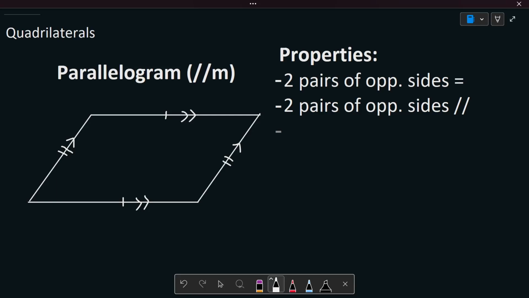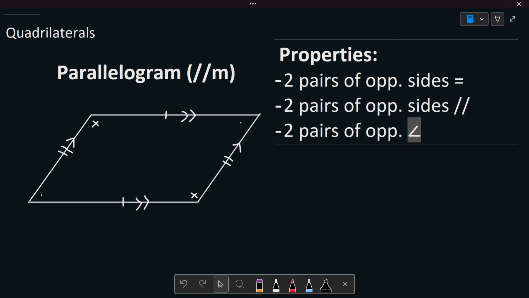Okay. Next one, we're going to be looking at the angles. Now what we need to know about the parallelogram is that there are two pairs of opposite angles that are equal. So this angle here is equal to this angle here. I'm representing it as dots. And then this angle here is going to be equal to this angle over here. And therefore we can say over here that two pairs of opposite angles are going to be equal.